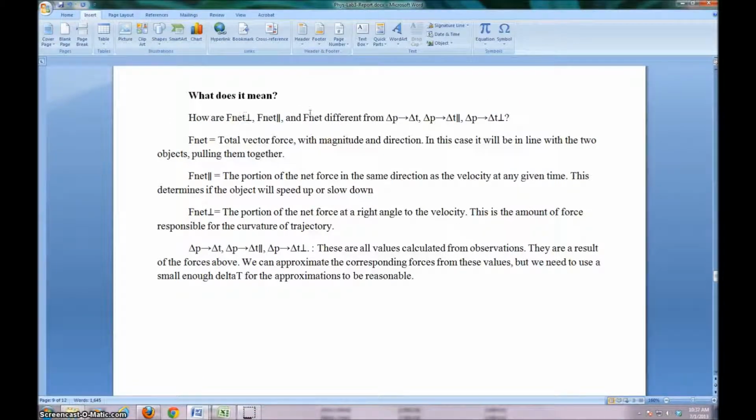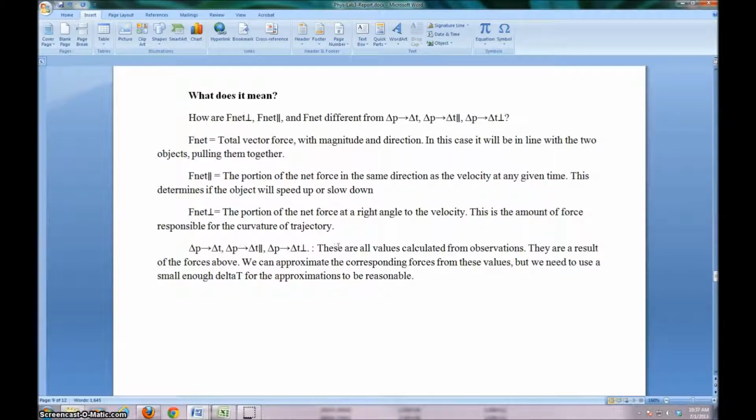So how are the F net values different from the delta P over delta T values? Well, the F net values are total vector forces with magnitude and direction. In this case, they'd be in line with the two objects pulling them together. The parallel portion is in the same direction of the velocity, which determines if the object will speed up or slow down. The perpendicular portion is at a right angle to the velocity, which tells the curvature of the trajectory.